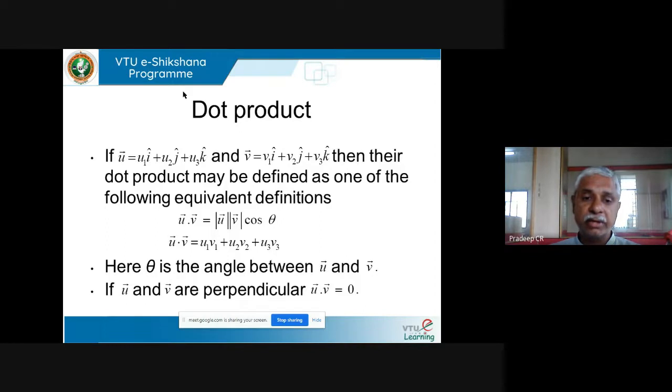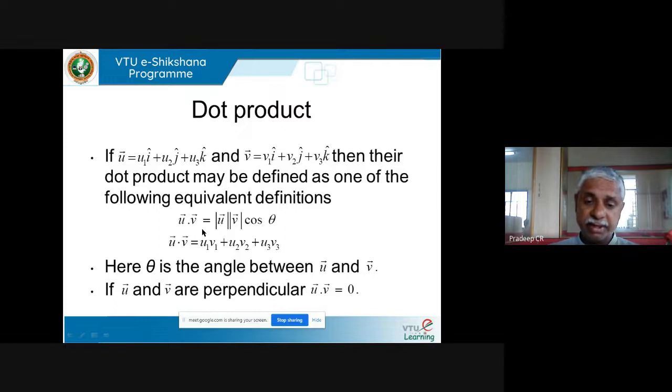I denote them like this: vector u is u1 i cap plus u2 j cap plus u3 k cap. I told you u1 is the i component, u2 is the j component, u3 is the k component. Similarly, I have another vector v, which is v1 i plus v2 j plus v3 k. And I want to define their dot product, some sort of product of these two. I won't go into too much detail, but here is the definition. There are two different definitions, but both are equivalent.